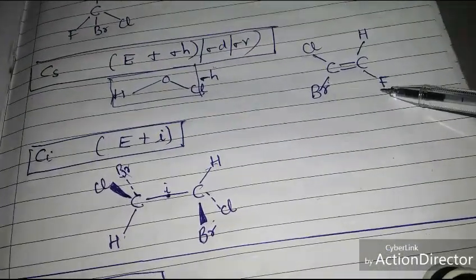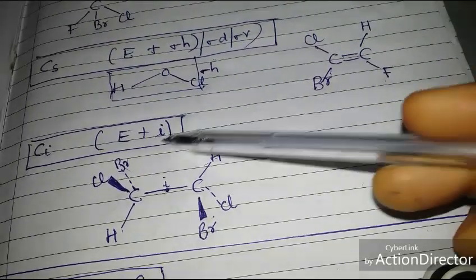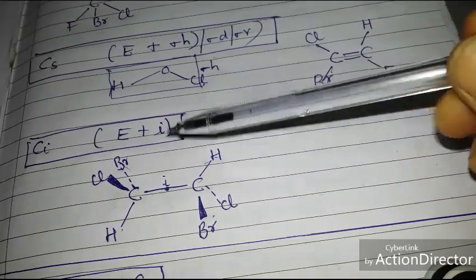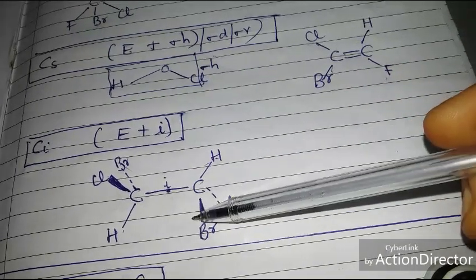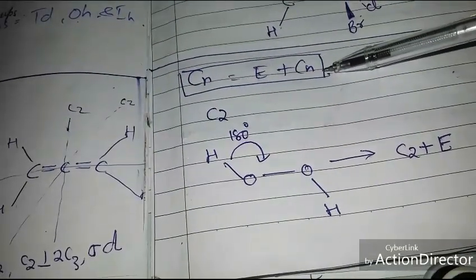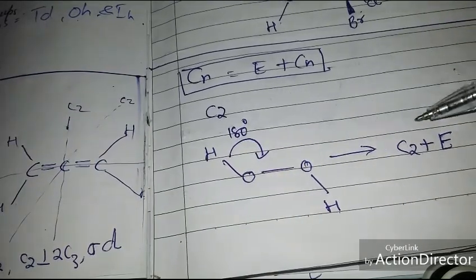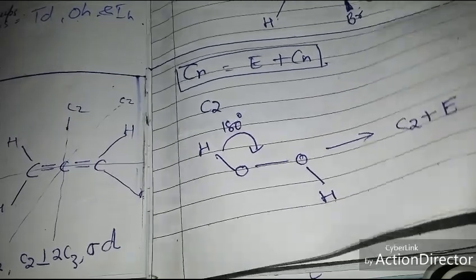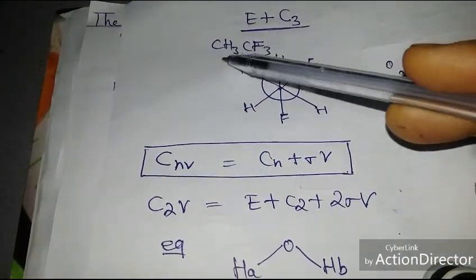The same example you can consider this also. It is having E and sigma h plane, that is the horizontal plane. Then is Ci. It is having identity and inversion. So this is the center of symmetry. If you draw a line from either side, you will meet the same group. Then comes Cn. Cn will be having first identity and second Cn axis of symmetry. So for C2 I have taken hydrogen peroxide. It is having C2 axis plus E as the elements of symmetry. In case of E plus C3 axis, 120-degree rotation, you will be giving Cs3, CF3.